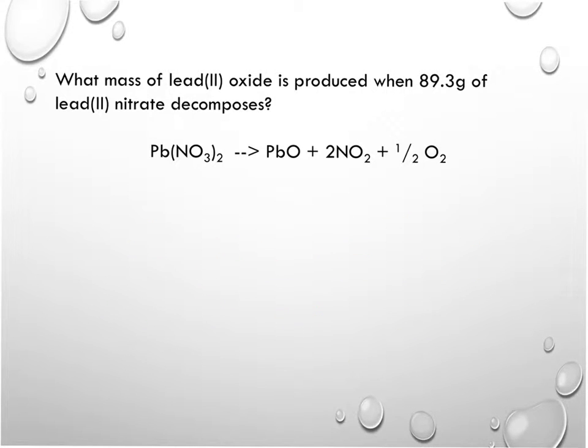What mass of lead oxide is produced when 89.3 grams of lead nitrate decomposes? Let's highlight the sections that we do know. Lead oxide is the unknown substance, and that's the formula here, PbO. Lead nitrate is our known substance, Pb(NO3)2, and that has a mass of 89.3 grams.